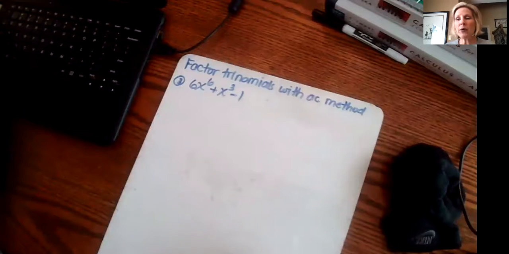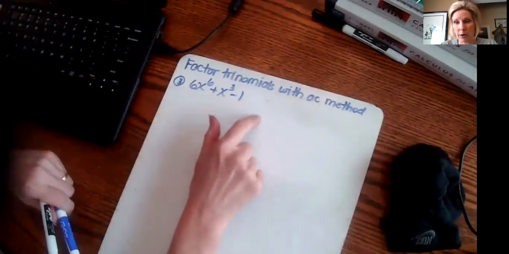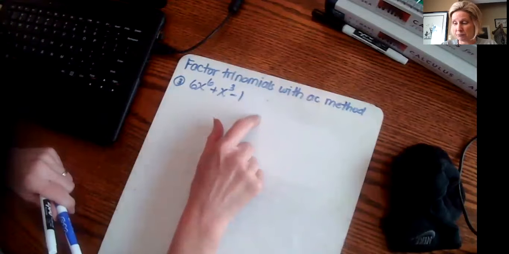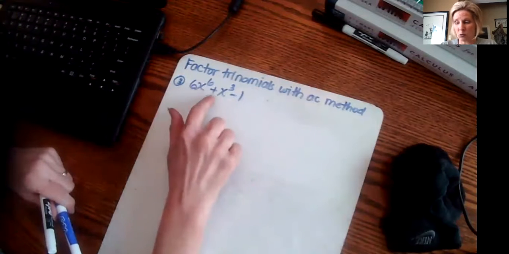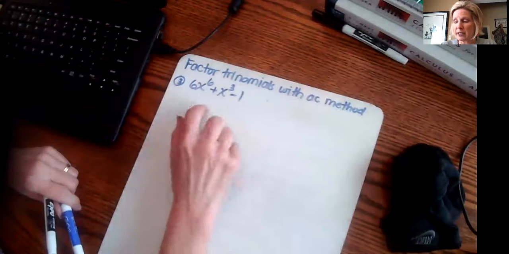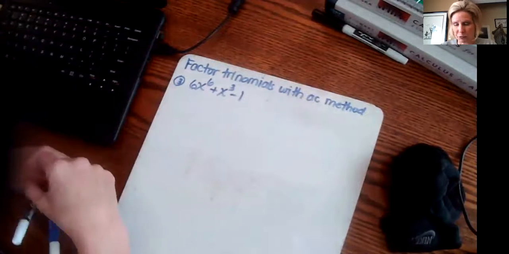All right, so now we have 6x to the 6th plus x to the 3rd minus 1. My first question is, is there a GCF? No, I have 6, 1, and 1, so there's no number that pulls to the front. And I don't have a letter on the 3rd term, so there's no x that pulls to the front.